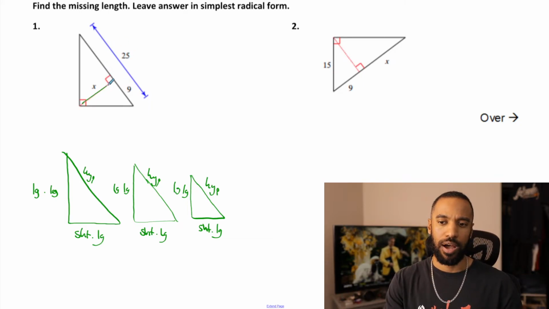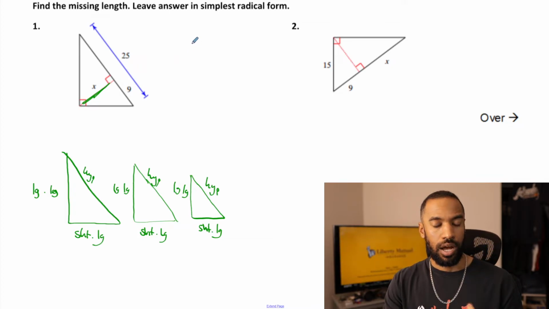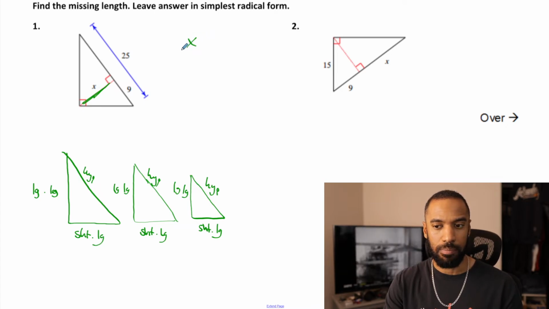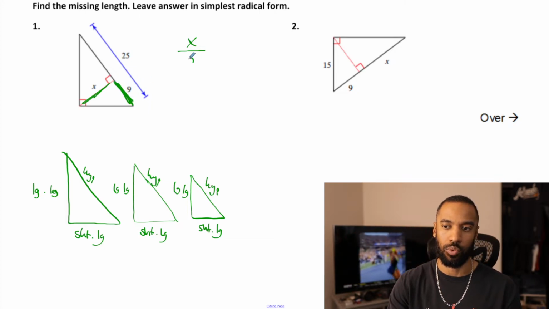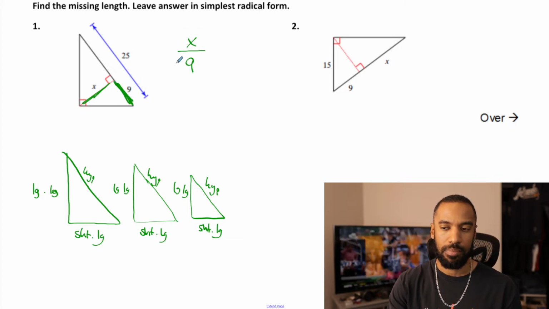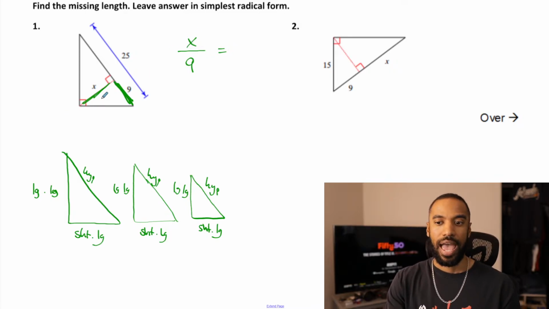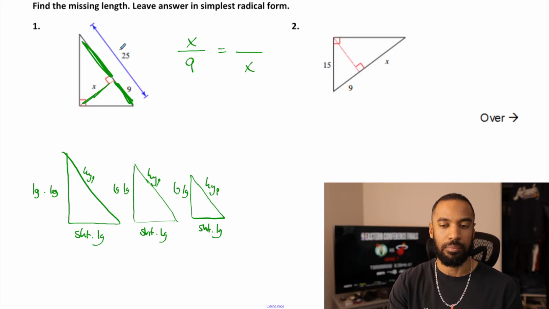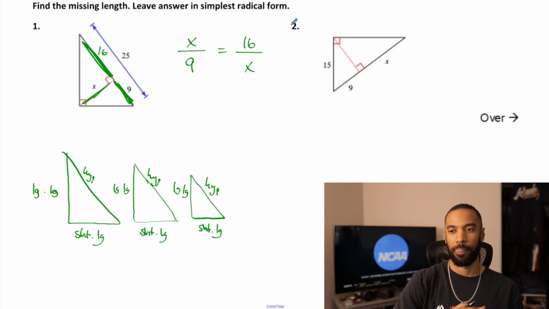I can correspond X as the short leg in the medium triangle. X is the short leg in the medium triangle. And I can correspond it with the short leg in the small triangle right here as 9. The short leg in the medium divided by the short leg in the small. You know what else I can do? X also represents the long leg in the small. Now let's get the long leg of the medium. Long leg of the medium is 25 minus 9, that's 16. So it's 16 over X right there.